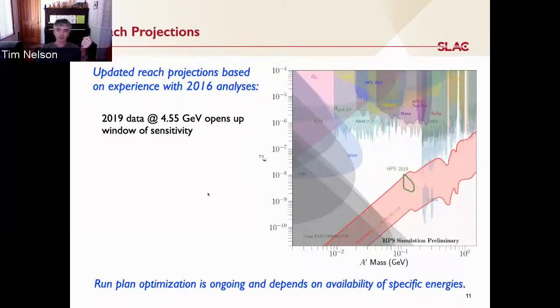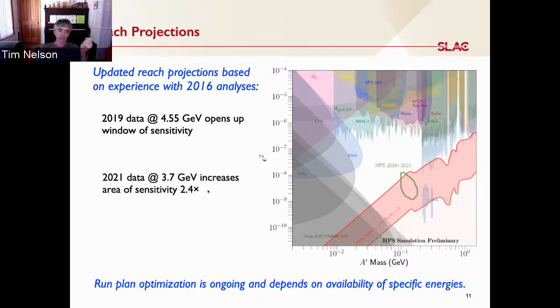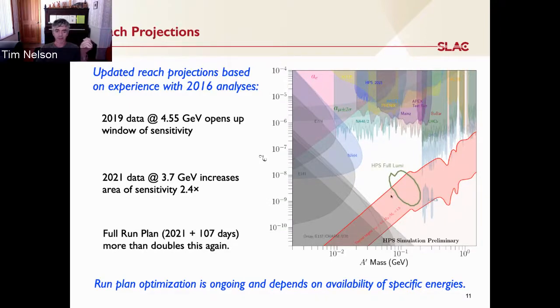So the reach projections for this run plan, these have been updated based on experience with the 2016 analyses and using these 2.3 and 3.7 GeV beam energies. So the 2019 data at 4.5 GeV begins to open up a window of sensitivity here, as you can see. The 2021 data, adding that in, increases the area of sensitivity by a factor of 2.4. And then the full run plan, as I've just described it, including 2019 and 2021, more than doubles this area again. So the run plan optimization is, of course, ongoing, and it depends on the availability of specific energies, which can affect the shape of this exact excludable area.